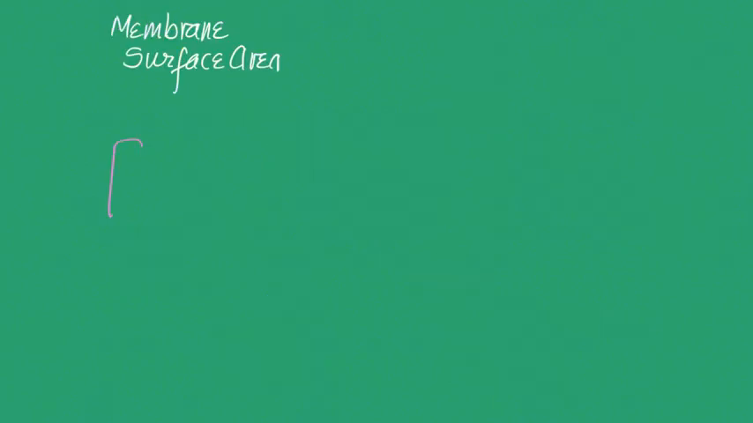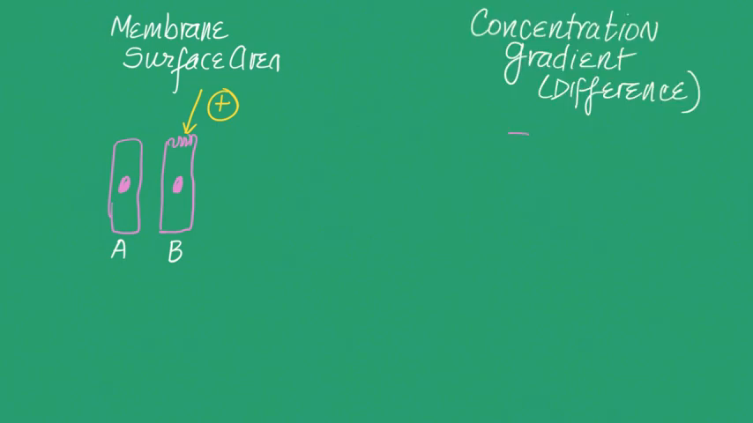Let's take a closer look at membrane surface area. We have two columnar epithelial cells shown here. The first cell, which is cell A, has a smooth border. Cell B has a ruffled border. Cell B has a greater membrane surface area than A, and so the speed of diffusion in B will be much higher than the speed of diffusion in cell A.